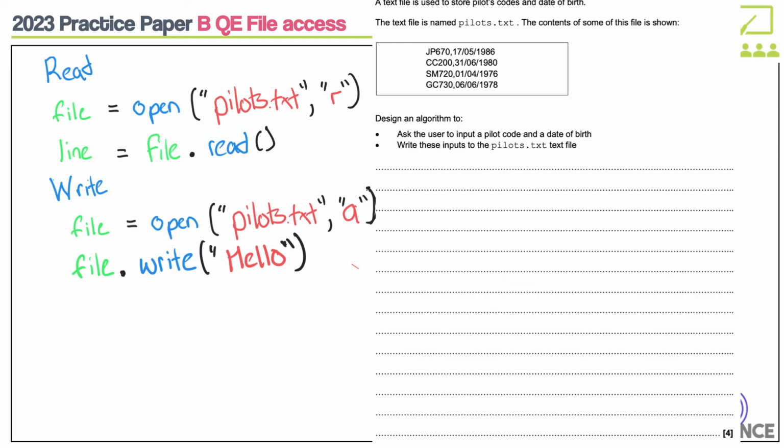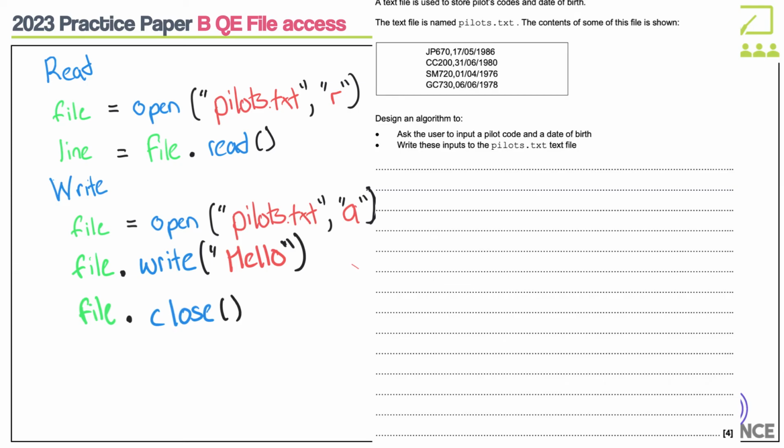Last thing we need to learn is we need to be able to actually close the file when we're finished with it. That's straightforward. Again, it's file dot close. And that will mean that the file is closed for us to do editing. That's all we need to learn for now.